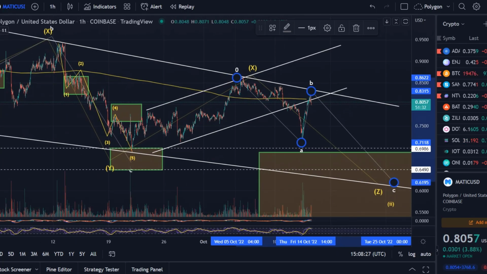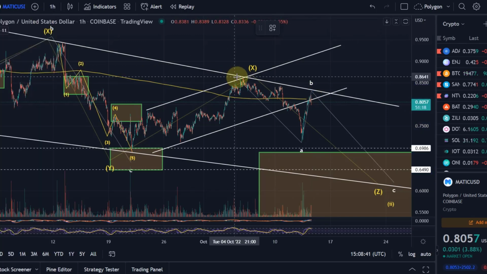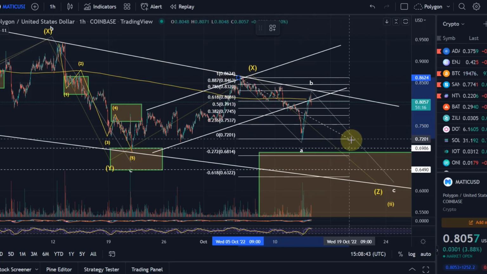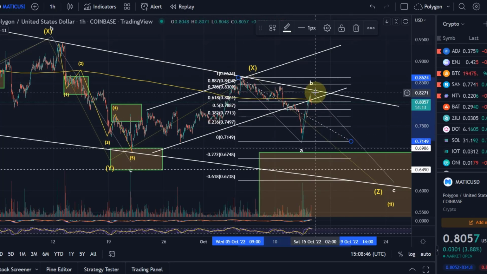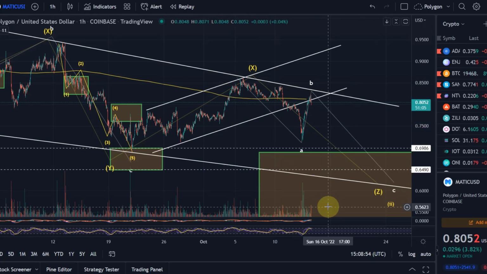But it also depends on how high the wave B will really go, and then we can measure a target. So as soon as we know that we've topped, we can measure a target for the wave C. But important would be, to make this, let's say, my preferred scenario work out, ideally you don't want to go much higher. So maybe to 83 cents and to find resistance here at the trend line and then come down would be ideal, would give us more clarity.